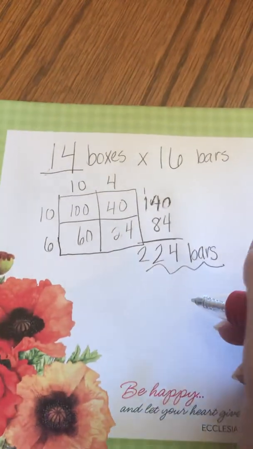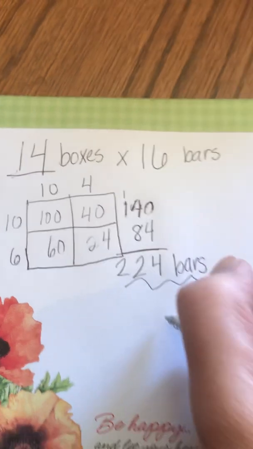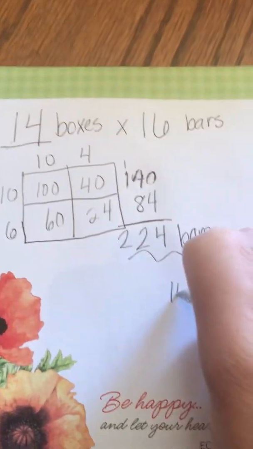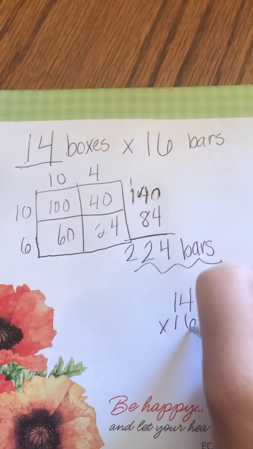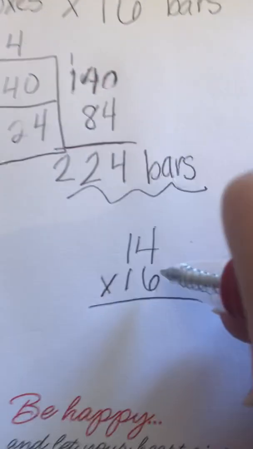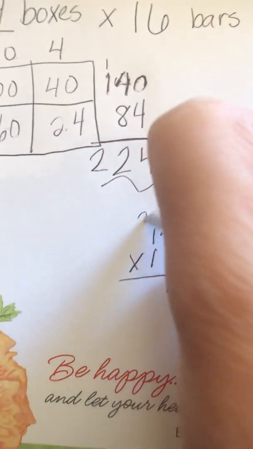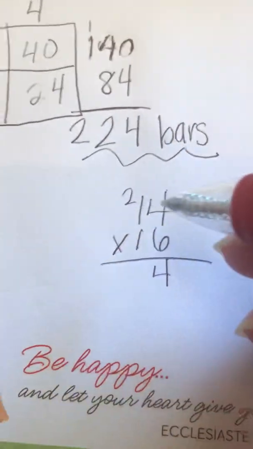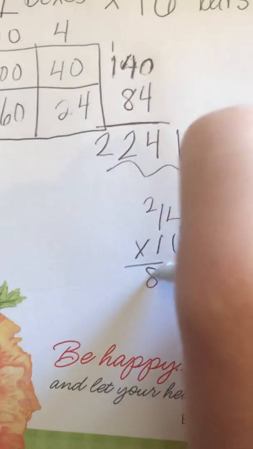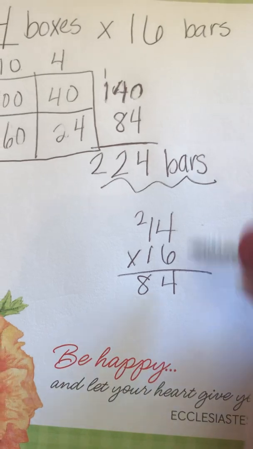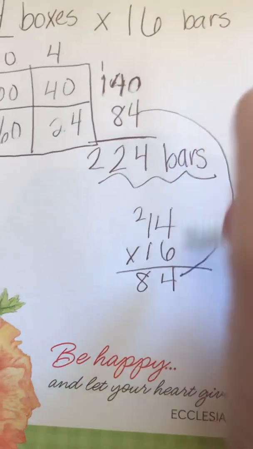And I'm going to go ahead and do the algorithm way now. So 14 times 16. So I'm going to multiply 6 times 4 to get 24. And then I know I carry the 2. 6 times 1 is 6, plus the 2 is 8. And if you'll notice, we also got 84 as a partial product up here.